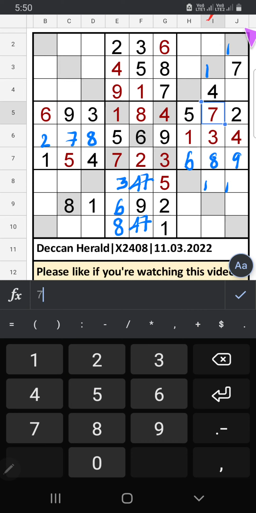Column I and column J, 8th grade, we have pair numbers 4 and 7. The 4 and 7 can't come in these cells. It will come in any one of the cells. We will confirm later.